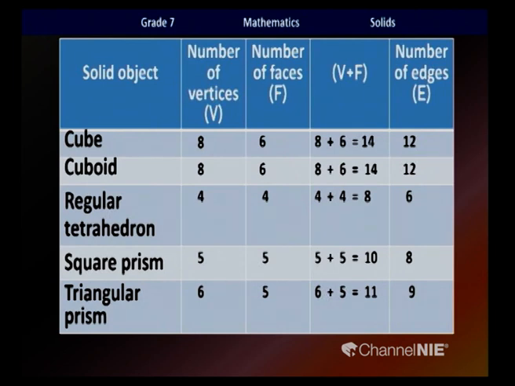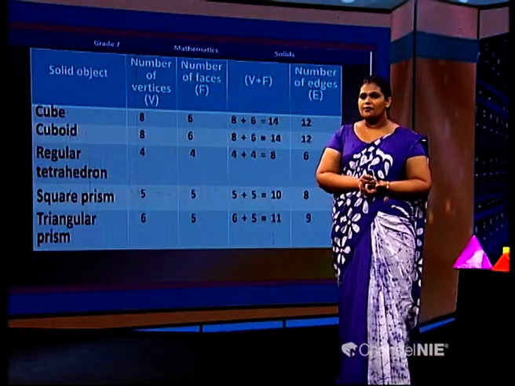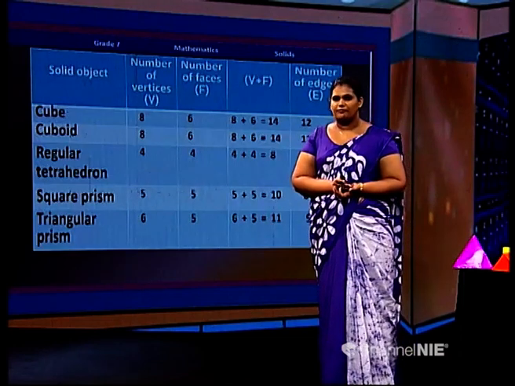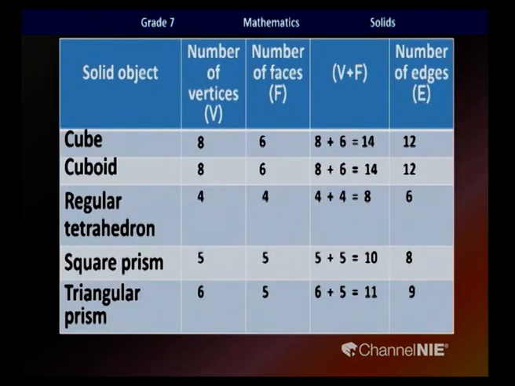In triangular prism, number of vertices is equal to 6, number of faces is equal to 5 and the addition is 11. Now, I am going to compare the answers in column 4 with the number of edges of each and every solid. Right, we will compare. In the cube, the addition of number of vertices and faces is 14 and we have 12 edges. So, the difference between the addition of the number of vertices and faces and the number of edges equals 2.